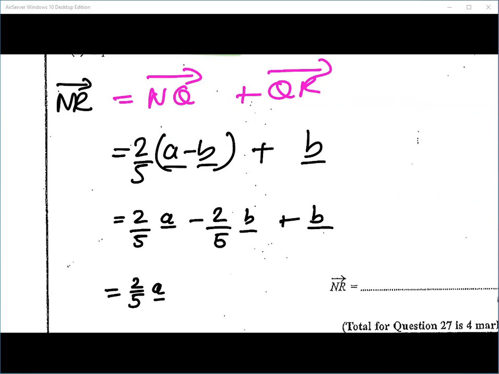2/5 of A. That stays as it is because there's nothing else to simplify with it. What about the B's? You have one B, a whole B, and you take 2/5 of the B out of it. How many fifths do you have left over? 3/5, 3/5 of B.